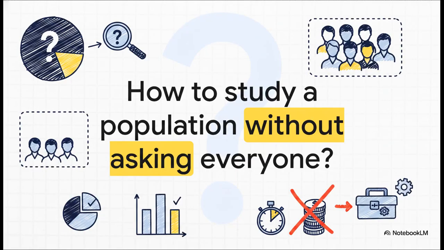So, right off the bat, I want to throw kind of an impossible problem your way. How in the world do we study society without actually asking everyone in it? Think about it for a second. If you wanted to know what all college students think about remote learning, you can't possibly interview millions of them, right? You don't have the time, you certainly don't have the budget, and you definitely don't have the sanity for that. So, how do researchers make these broad, incredibly accurate claims about massive groups of people? Well, today we're going to open up the exact toolkit they use to solve that very problem.